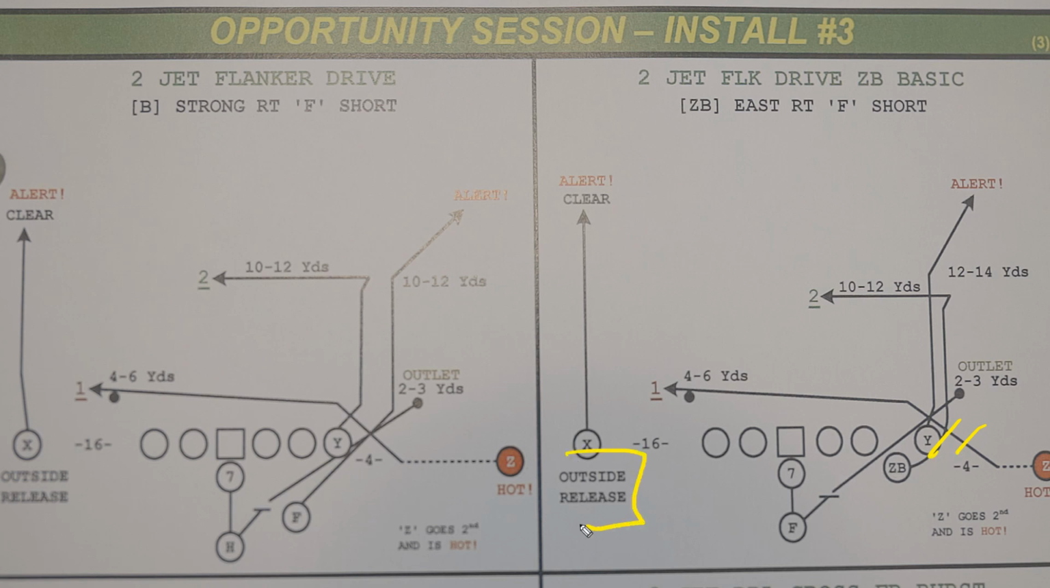Again, must outside release to the far side so that these corners and defenders don't cheat and have their eyes inside where all these runners are coming right at them. So again, another offense, West Coast variation, Green Bay Packers, drive route.